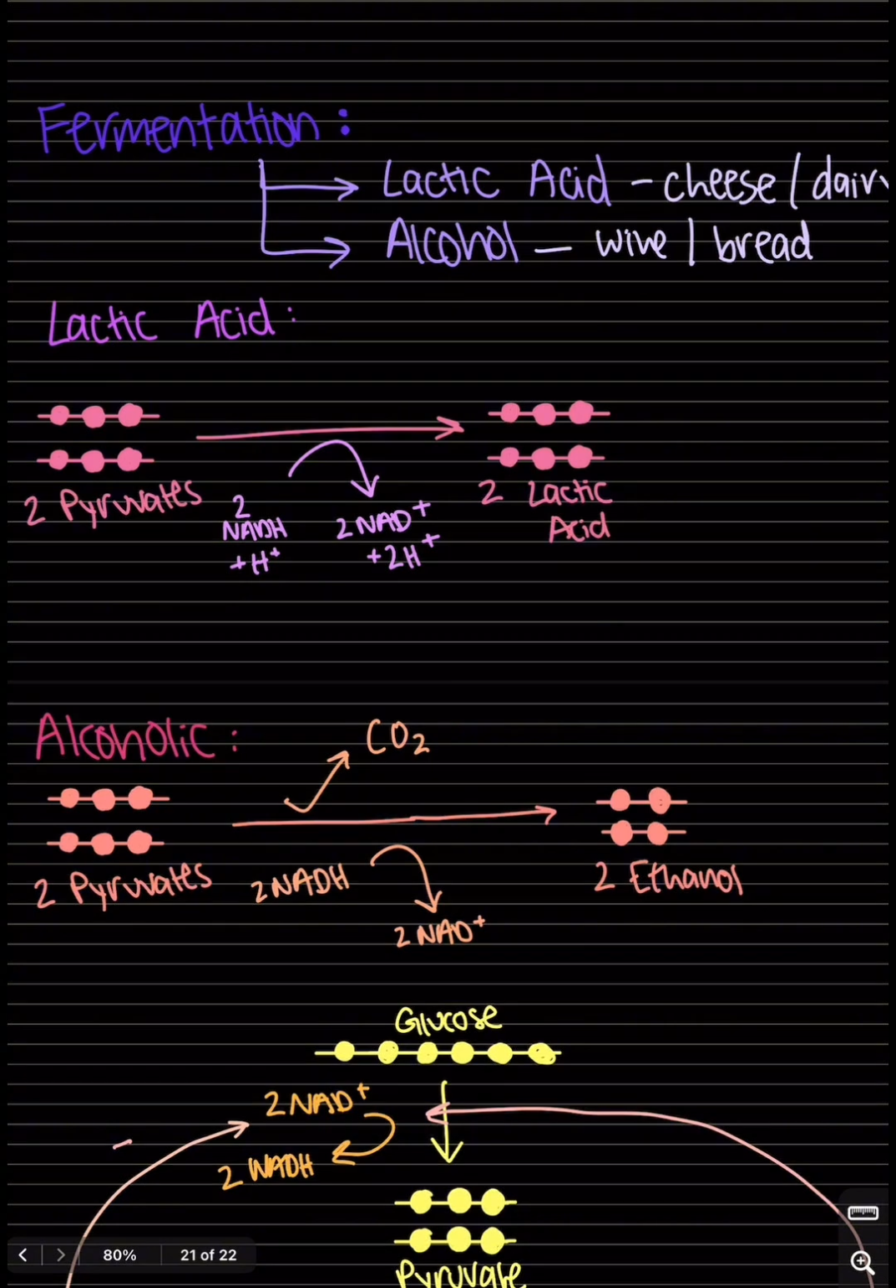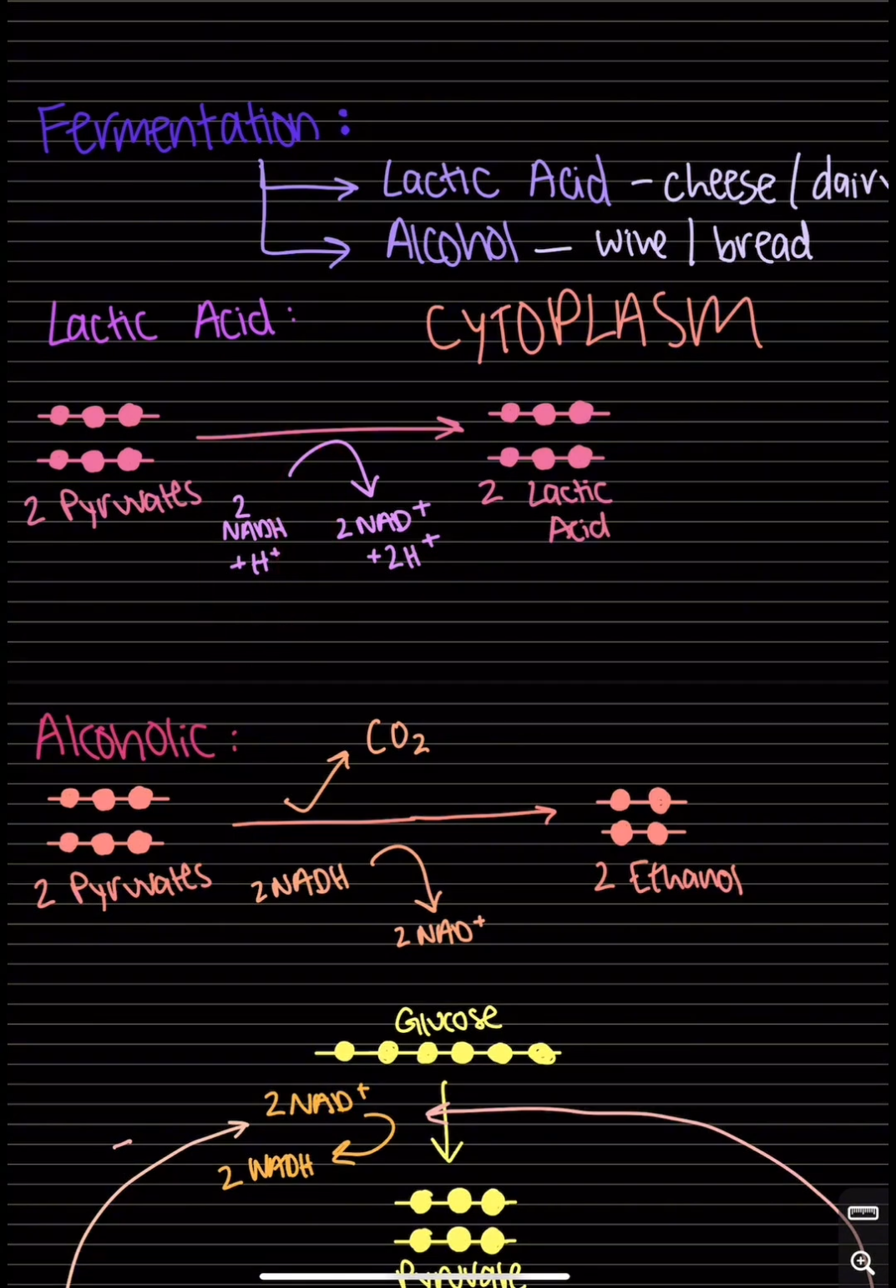Basically, we have two pyruvates, and they're 3 carbon compounds each, right? And so then these two pyruvates, this is in low or no presence of oxygen. What's going to happen is that there's going to be 2 NADH found. Oh, this all happens in the cytoplasm, by the way. This all happens in the cytoplasm.